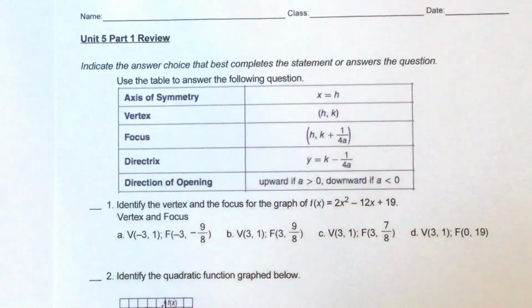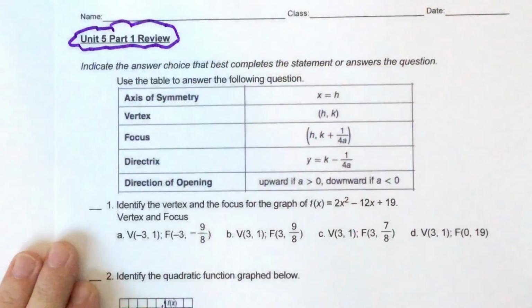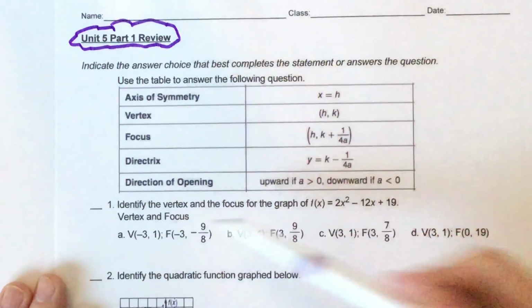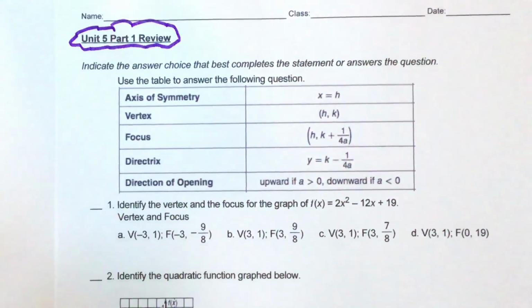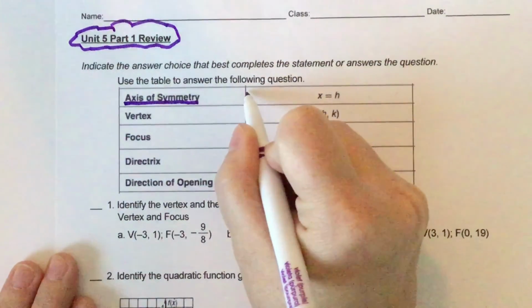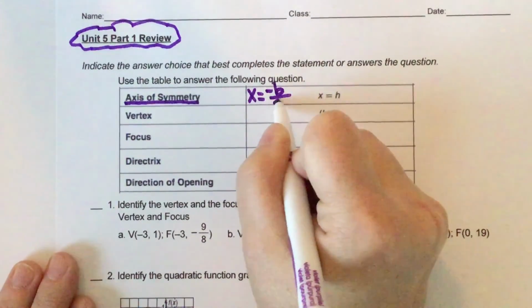Okay, today I am going over the Unit 5 Part 1 review to get you ready for your test. It starts off giving this table to you that has some important information on it. One thing I would like to add is about our axis of symmetry, and that is the formula x equals the opposite of b over 2 times a.